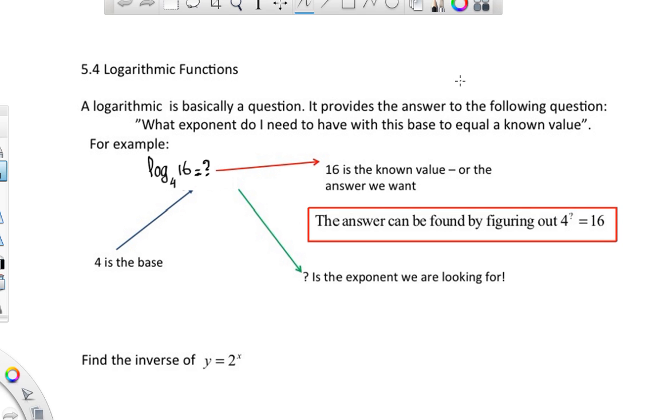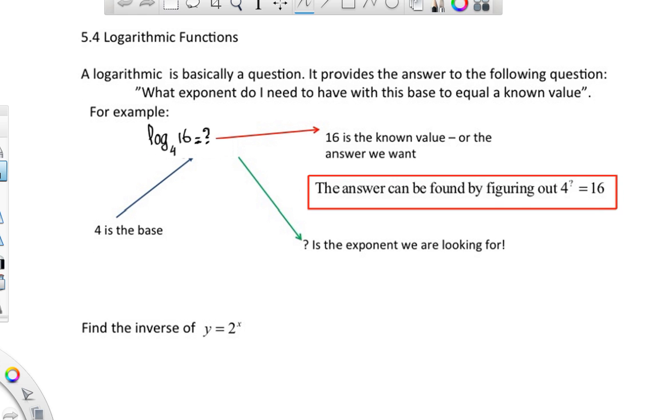Okay, 5.4 logarithmic functions. A logarithm is basically a question, and in my opinion it provides the answer to the following question: what exponent do I need to have with this base to equal a known value? For example, if I said log 4 of 16, then the question I'm looking for is what exponent, so the answer is going to be the exponent, do I need to have with a base 4, so 4 is the base, to get the known value of 16.